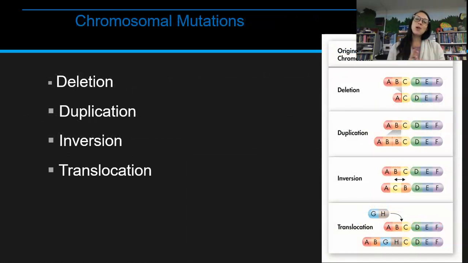Now, when it comes to chromosomal mutations, they're a little bit more complex, and they can be a lot more damaging than some of those point mutations or gene mutations. Now, some of them can be the same. You can still have chromosomal deletions and duplications, but you can also have things like inversions and translocations. A deletion is where you completely delete a segment of a chromosome. A duplication is where you replicate a segment of a chromosome. An inversion is where you swap the gene's location on the chromosome. And a translocation is when you take a gene from one chromosome and you put it on a totally different chromosome.